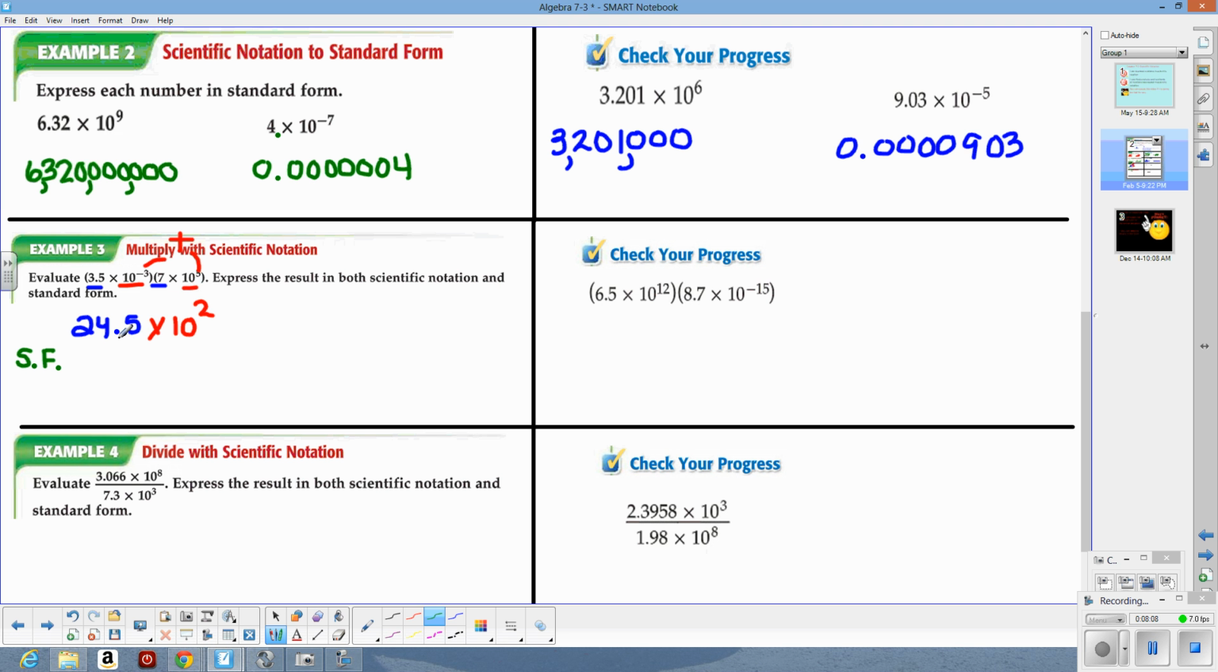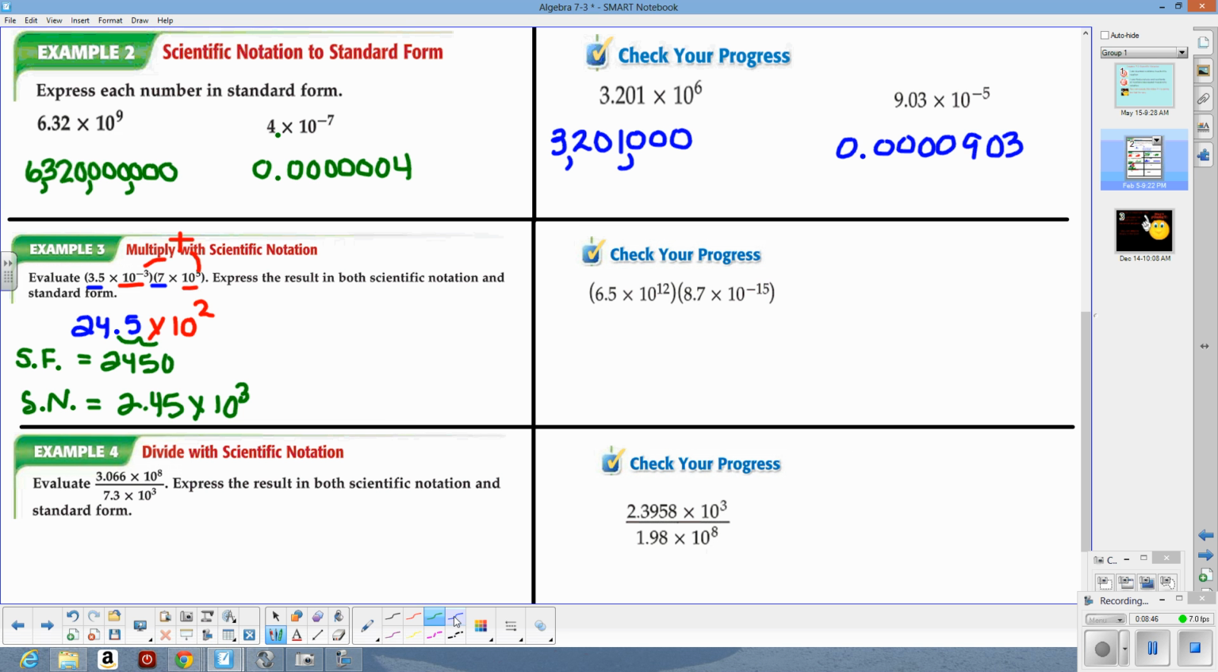Standard form means I'm going to take this decimal and move it 2 to the right, since that's a positive 2. And I end up with 2,450. Now to put it into scientific notation, I want to take the decimal point that's at the end and move it between the 2 and the 4. So 2.45 times 10, and it's going to be a positive exponent because it's a large number, and I moved it 3 places, so it's a positive 3. So there's standard form and there's scientific notation.